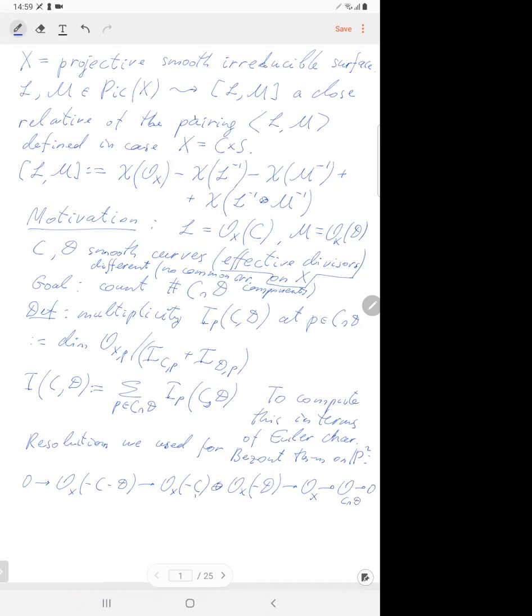Yes, we have our smooth projective surface X, and inside this surface, we have two smooth curves.